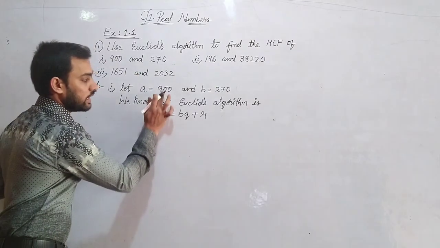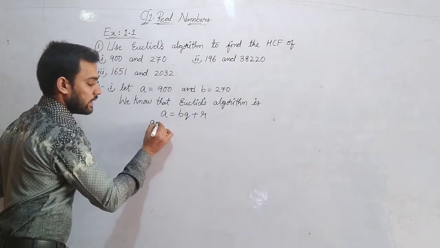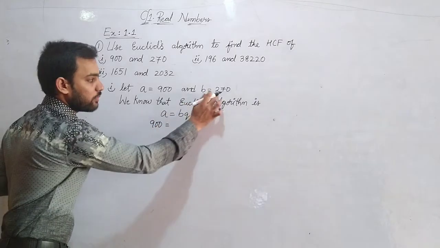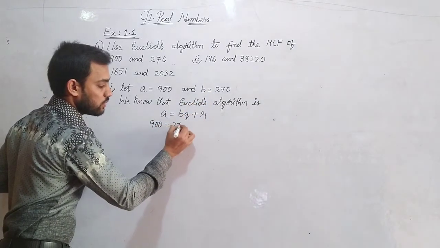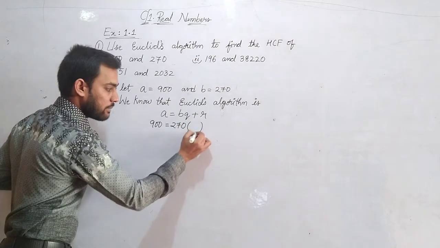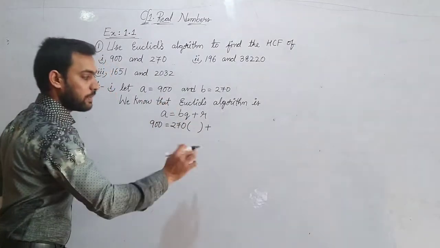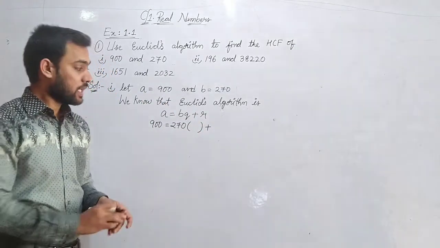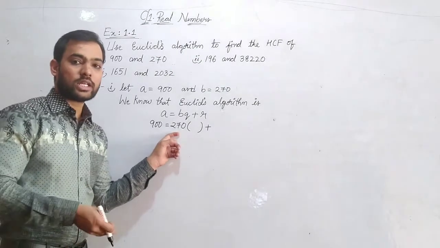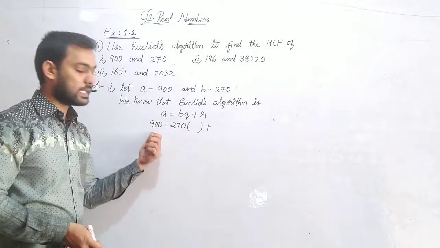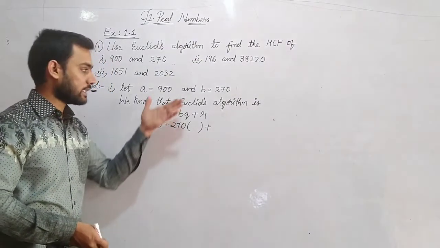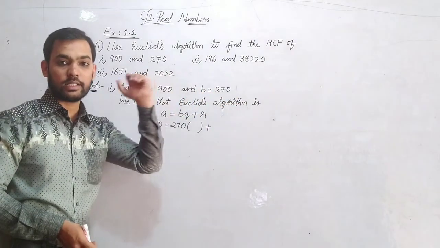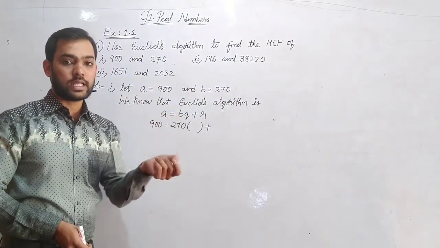In place of A, we need to write the bigger number, that is 900. And in place of B, we need to write the smaller number, that is 270. Then keep a bracket in place of Q and then plus, and leave this space. Because we are going to check now whether in the 270 table we will get 900 or not, as it is Euclid's algorithm, or we say division algorithm.